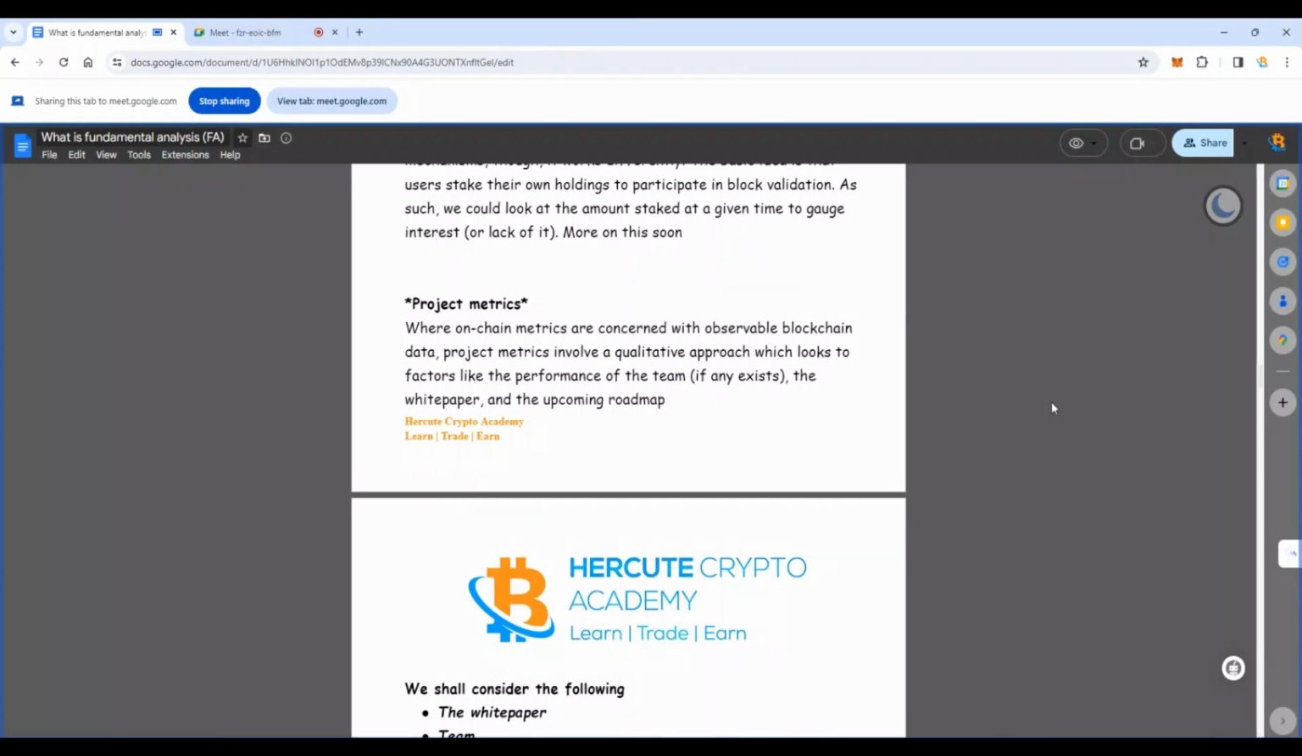Project metrics. Now, where on-chain metrics are concerned with observable blockchain data, like we did yesterday, project metrics involves a qualitative approach which looks to factors like the performance of the team, if any exists, the white paper, and the upcoming roadmap. Okay? And we are going to look at this in depth.